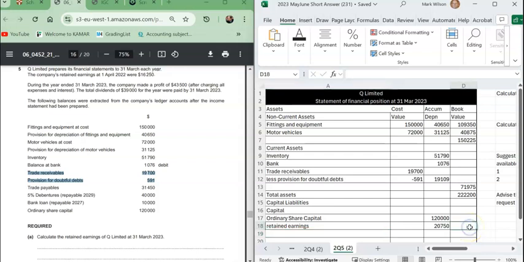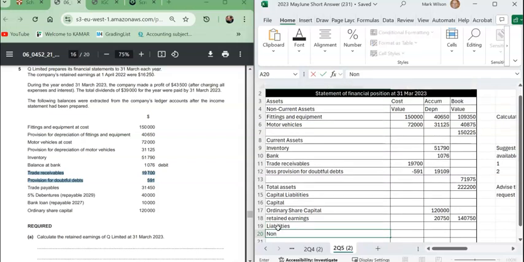Right, that's going to be our total capital. And then we do liabilities. We've got two types of liabilities. We do our non-current first.